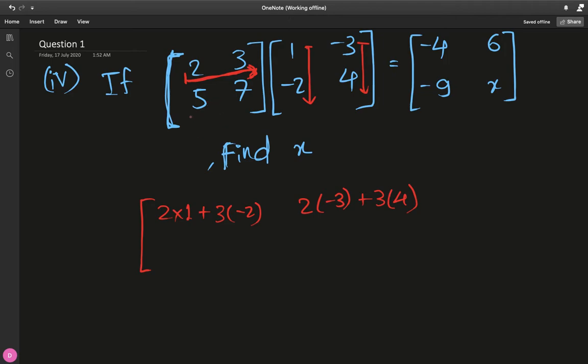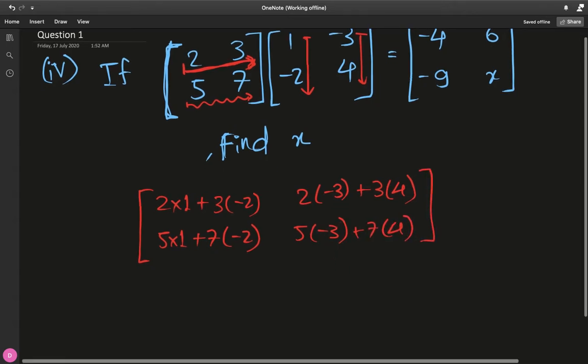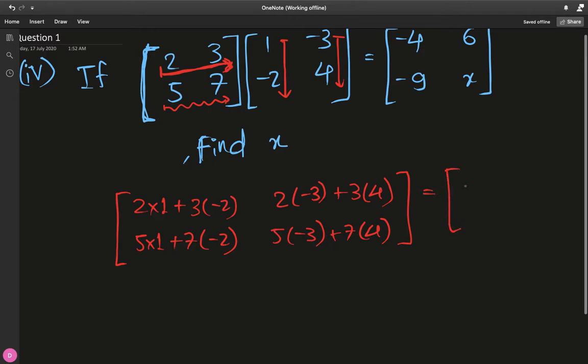Now go down to the bottom row. So 5 times 1 plus 7 times -2. That's one entry. And then look at the other column. So 5 times -3 plus 7 times 4. And all that is equal to -4, -9, 6 and x.